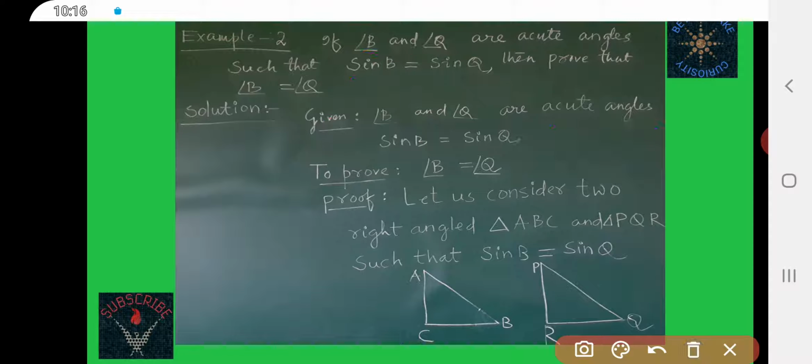First, we have to consider two right angle triangles such that sin B is equal to sin Q. So, let us consider two right angle triangles ABC and PQR, where sin B is equal to sin Q.